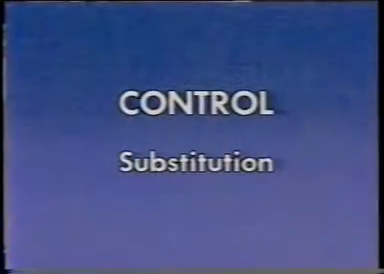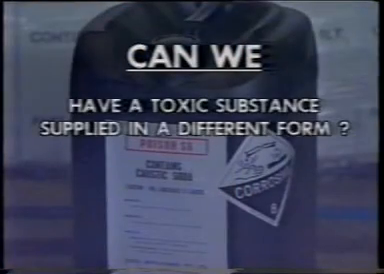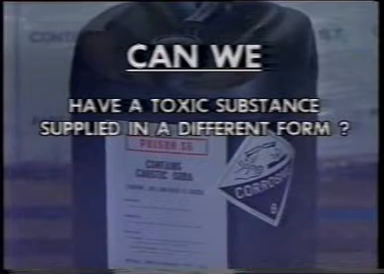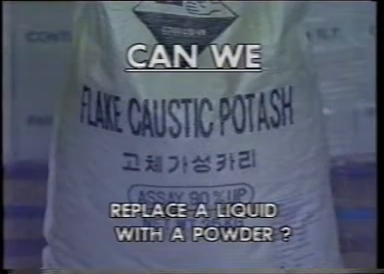There are obviously numerous other examples, but what if we can't eliminate a particular hazard? Our next best option becomes substitution. Can we substitute a process, chemical, or activity for a less hazardous one? When looking at substitution options, we should ask a series of can we type questions. For example, can we have a toxic substance supplied in a different form which will be less hazardous? For example, replace a liquid with a powder.